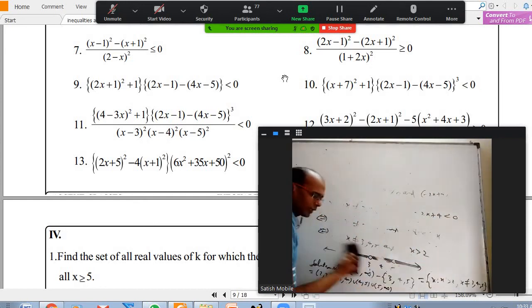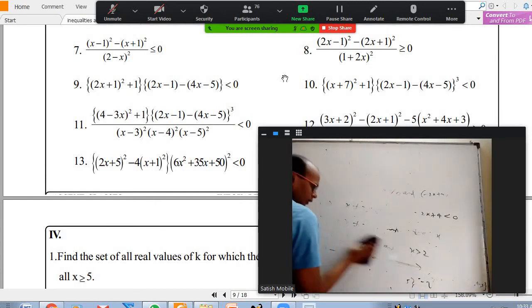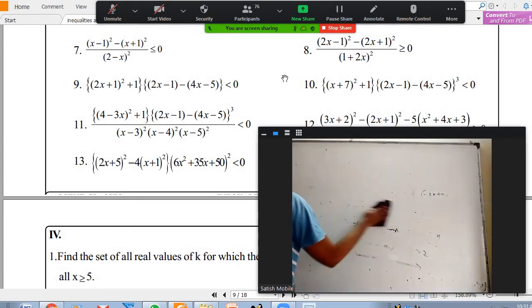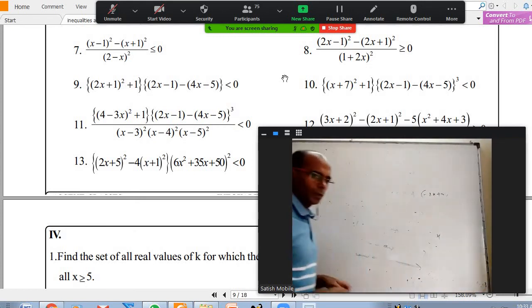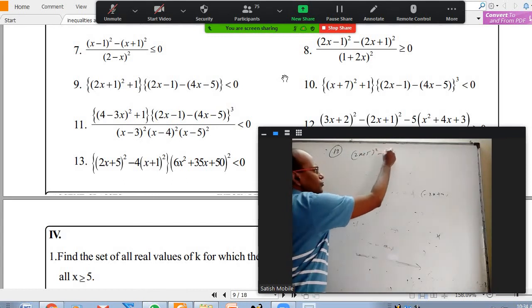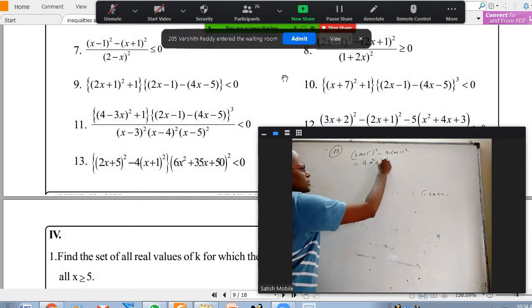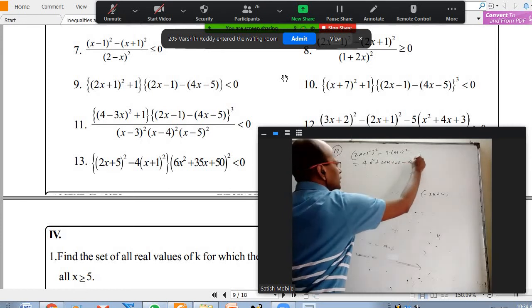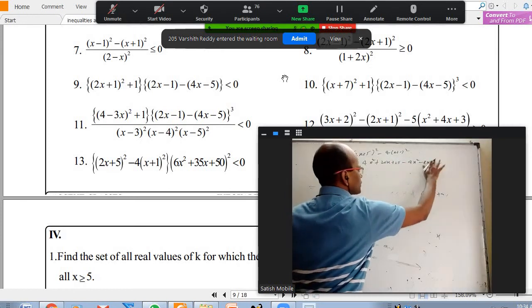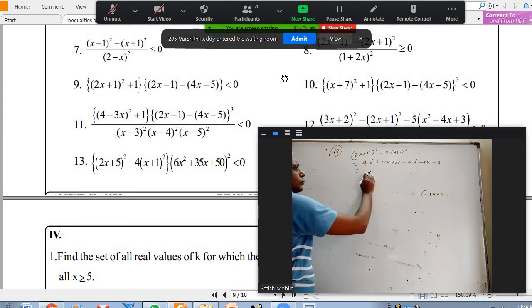So in the 13th question, you have to understand the first bracket: when you expand, x square will cancel, and it is a linear expression. But the second one is a perfect square of a quadratic expression. So 2x plus 5 whole square minus 4 into x plus 1 whole square. When you expand, it is 4x square plus 20x plus 25 minus 4x square minus 8x minus 4. The 4x square will cancel. I'll get 12x plus 21.